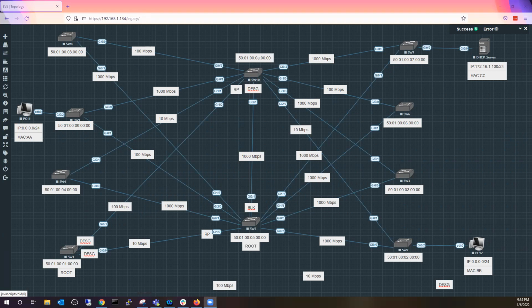So here's what I want you to do. PC 12, it's in the bottom right corner. I want you to tell me the path it's going to take to get to PC 11. PC 12 is going all the way to PC 11. Take your time.